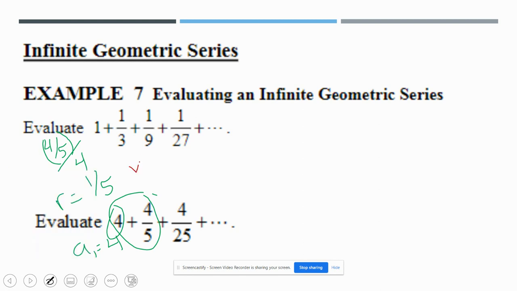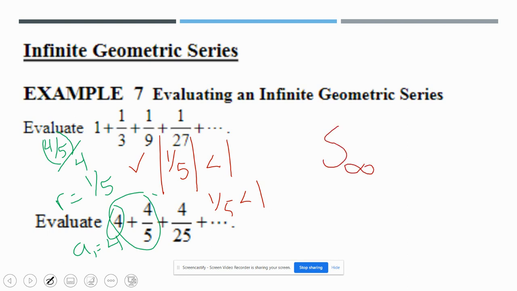So again, we have to do our check. Is the absolute value of 1/5 less than 1? The absolute value of 1/5 is positive 1/5. Is 1/5 less than 1? Yes. So we're good to go. We have the sum of our infinite series, where a sub 1 is 4.